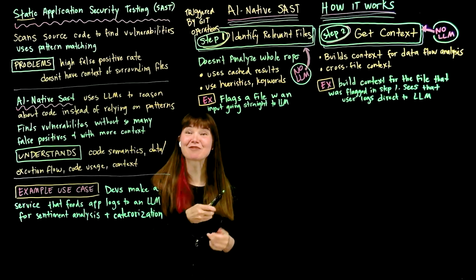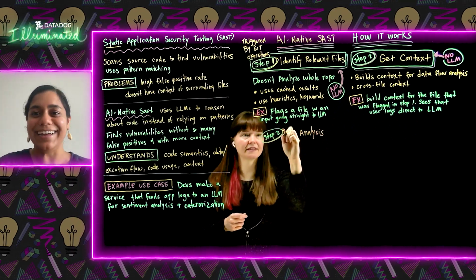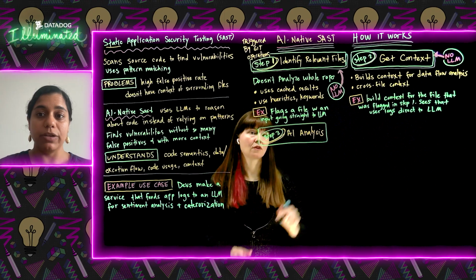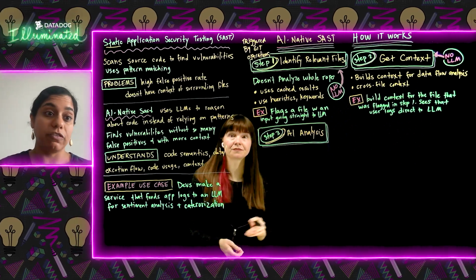Does that bring us to step 3? So step 3 is, okay, we've identified all the files and gathered all the context. Now we're finally getting to the AI part of the AI native SAST. This is our AI analysis step. The input to this step is basically everything we've gathered: the actual file we've identified as having a possible vulnerability, and the context we've built around it, all of the inputs and variables referenced in that function or in the location that we think is vulnerable.